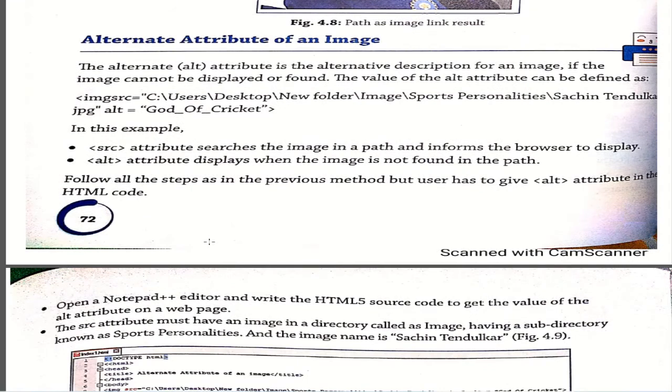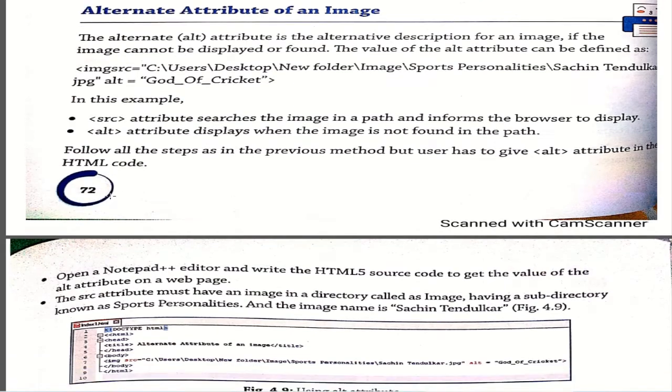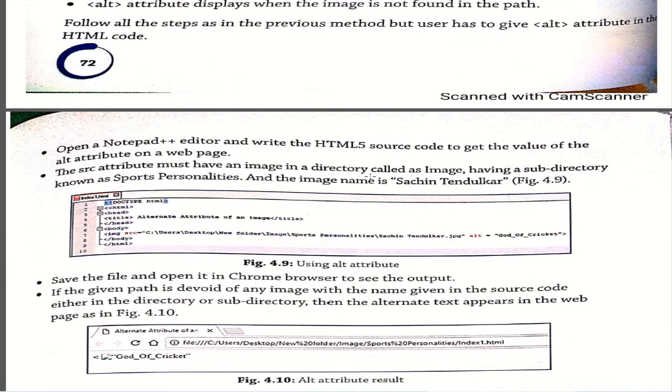Next, the alternate attribute of an image. The alternate attribute is the alternate description for an image. If the image cannot be displayed or found, the value of the alt attribute is displayed instead. In this example, the src attribute searches for the image in a path and informs the browser to display it. You can have any alternate name. In this textbook, it has been written God of Cricket. You can write any name. The alt attribute displays when the image is not found in the path. Follow all the steps as in the previous method, but the user has to give the alt attribute in the HTML code. So this is how you can find it.